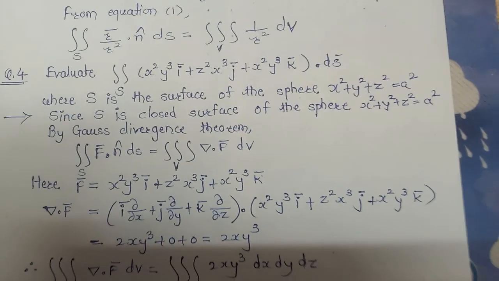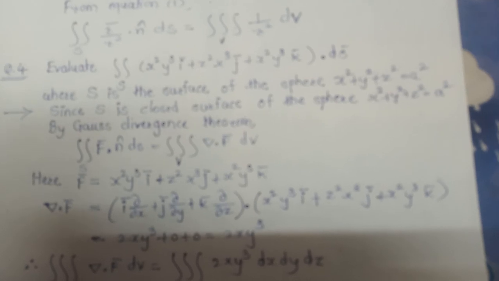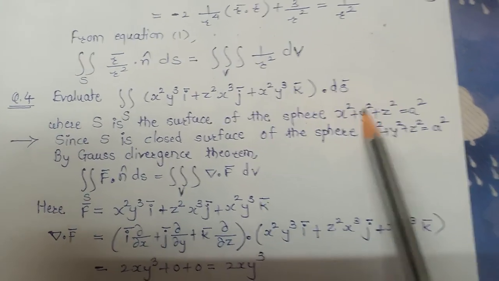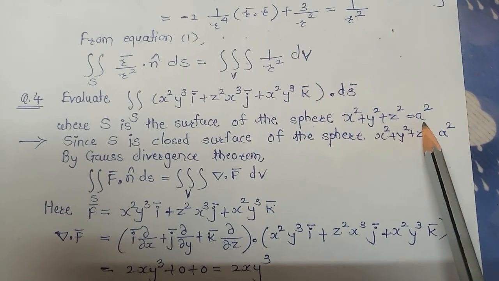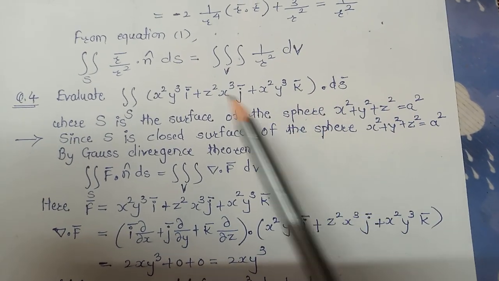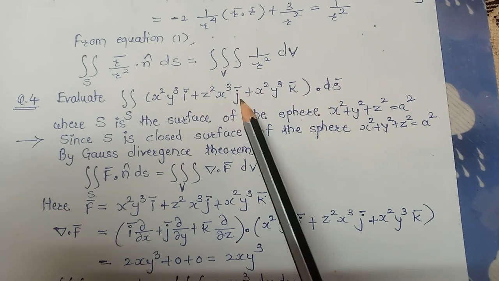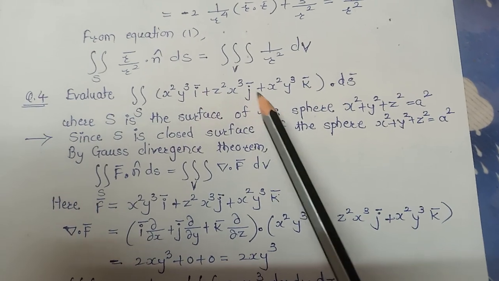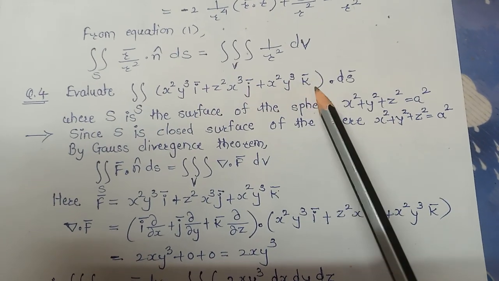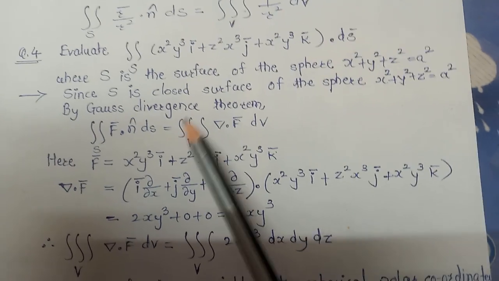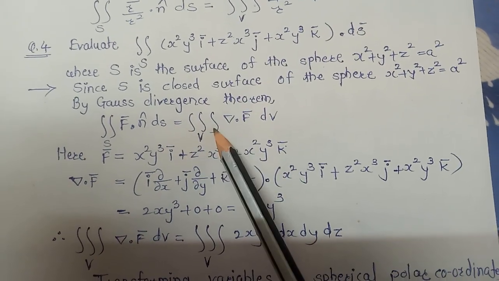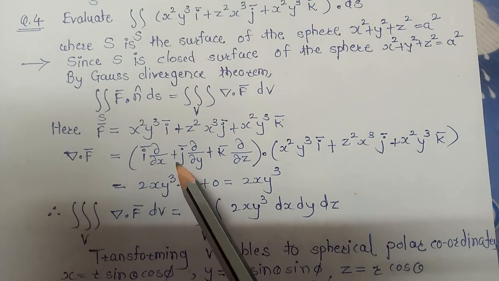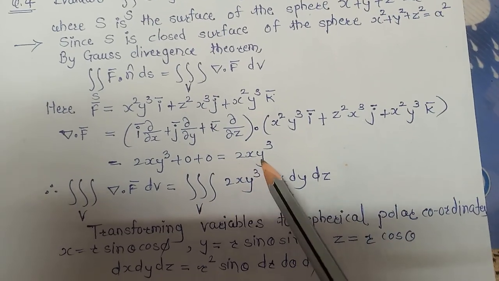So we will use spherical polar coordinates here, since the surface in the next example is x square plus y square plus z square equal to a square, the surface of the sphere. This is what you have to evaluate: double integration x square y cube i bar plus z square x cube j bar plus x square y cube k bar dot dS bar. Again, by Gauss divergence theorem, we can write the statement, where F bar is the vector given in the problem. Del dot F bar, if we calculate, is 2xy cube.